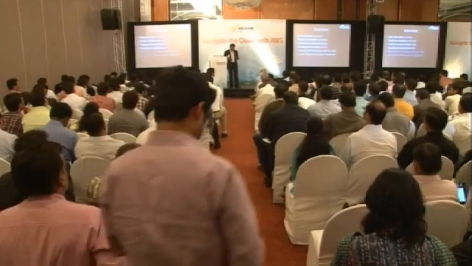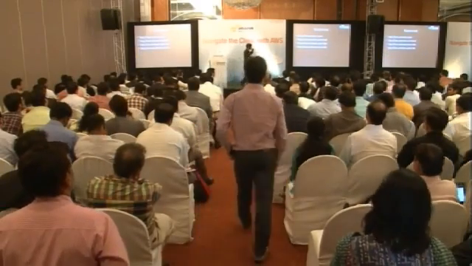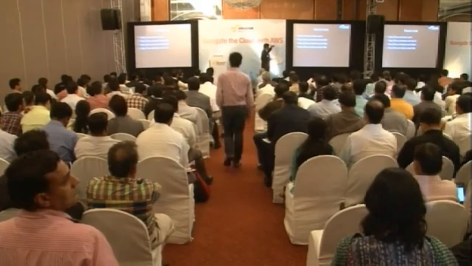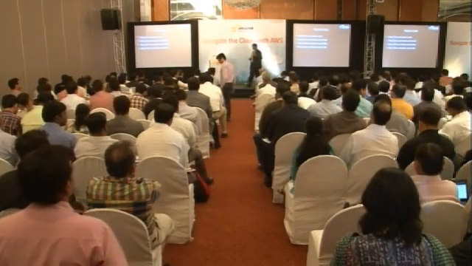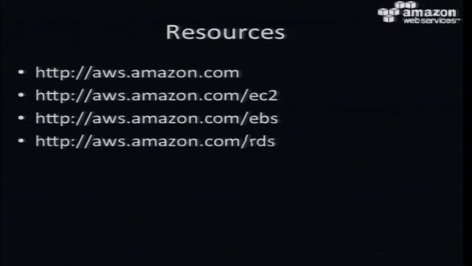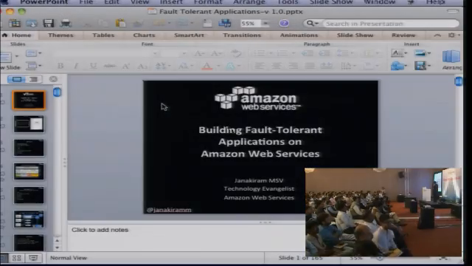So these are the resources. Obviously, you can visit the EC2, EBS and RDS URLs on aws.amazon.com. You can learn a lot about these services and also download the Getting Started guides and various other resources. So that brings us towards the end of the first session.